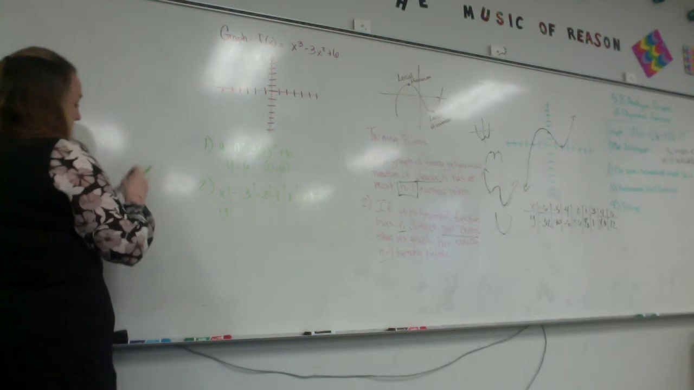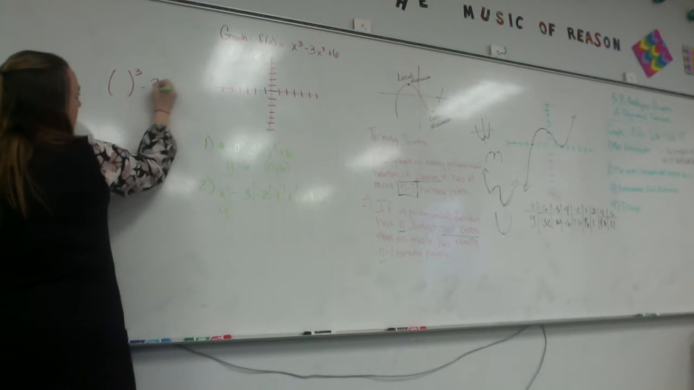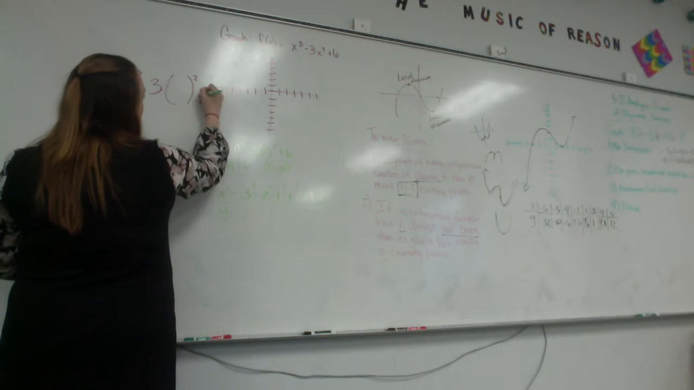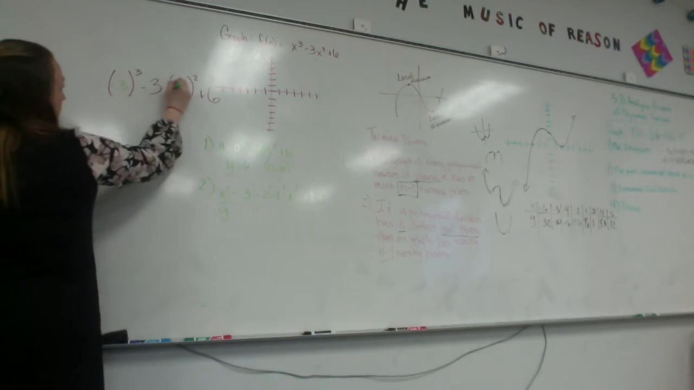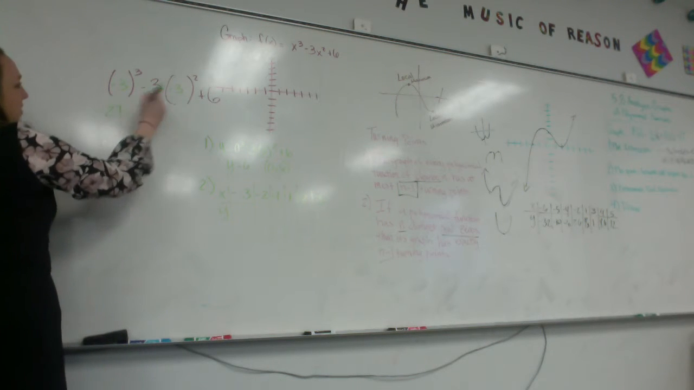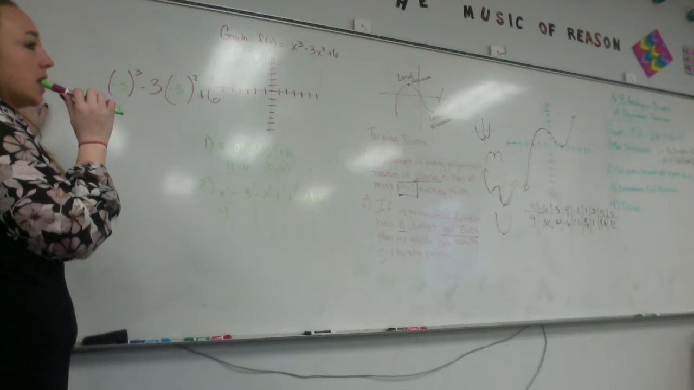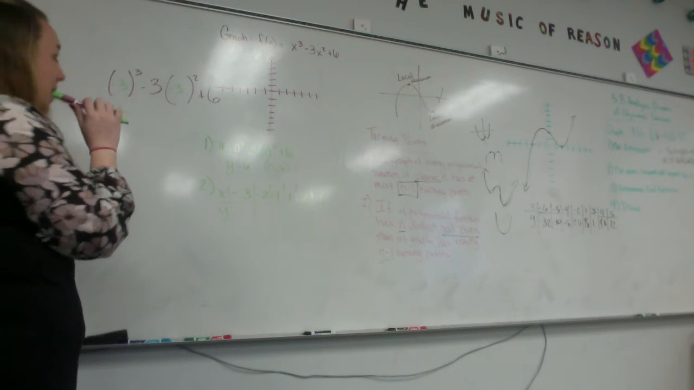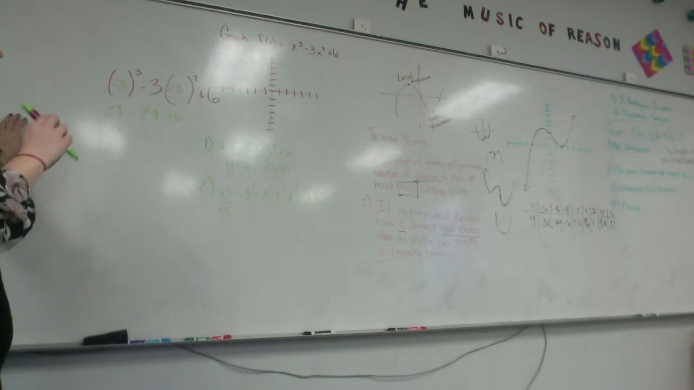What do we get when we plug negative 3 into this equation? Let me write it over here for you. What's negative 3 cubed? Negative 27. What's negative 3 squared? 9. And what's 9 times negative 3? Negative 27. And what is plus 6? So what does that come out to be?